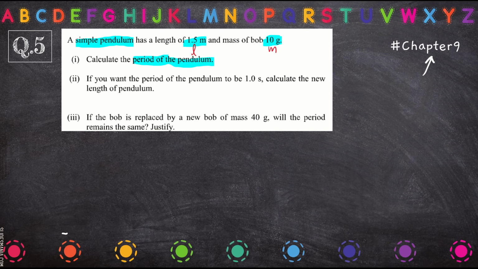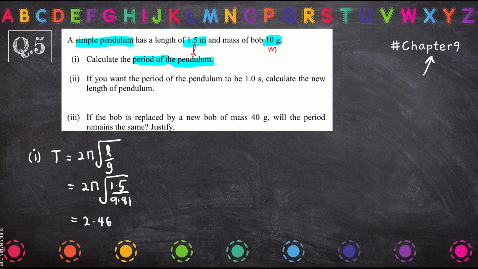Hopefully you still remember from the last subtopic of chapter 9, we have learned about the period of the simple pendulum, and the equation is T equals 2 pi square root of L over g. Our length must be in SI unit and g is 9.81, and your period is supposed to be 2.46 seconds.